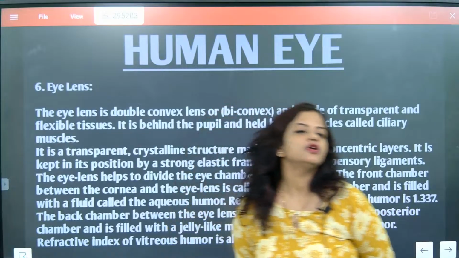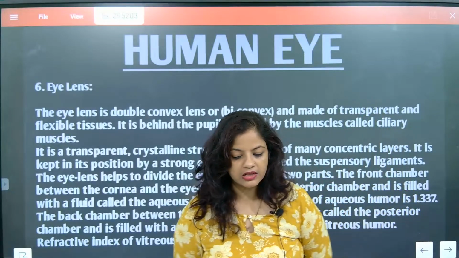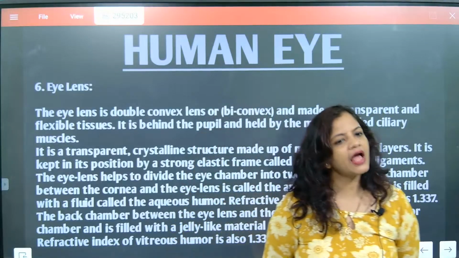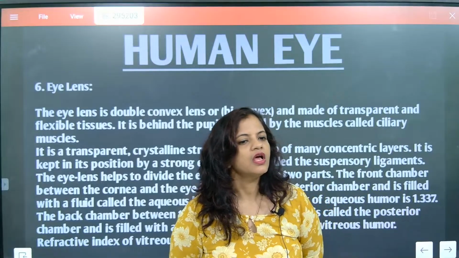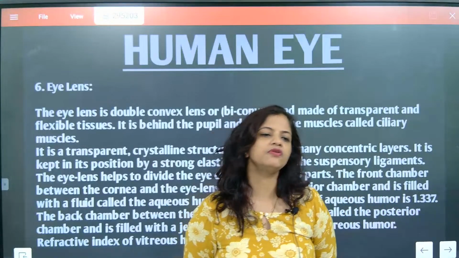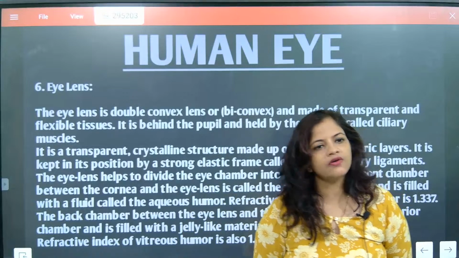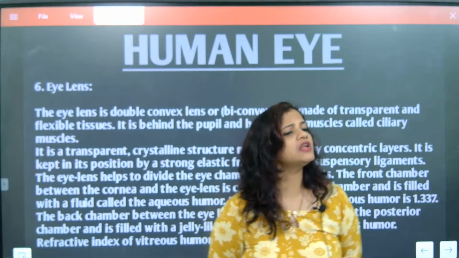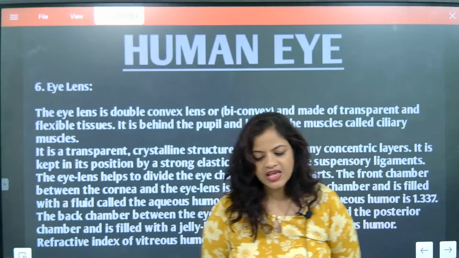Now look here. We have learned another important point, that our eyes are very sensitive. Understood? And it has the power of vision. Power of vision means we can see through our eyes. But what makes our eyes so special that we can have vision?